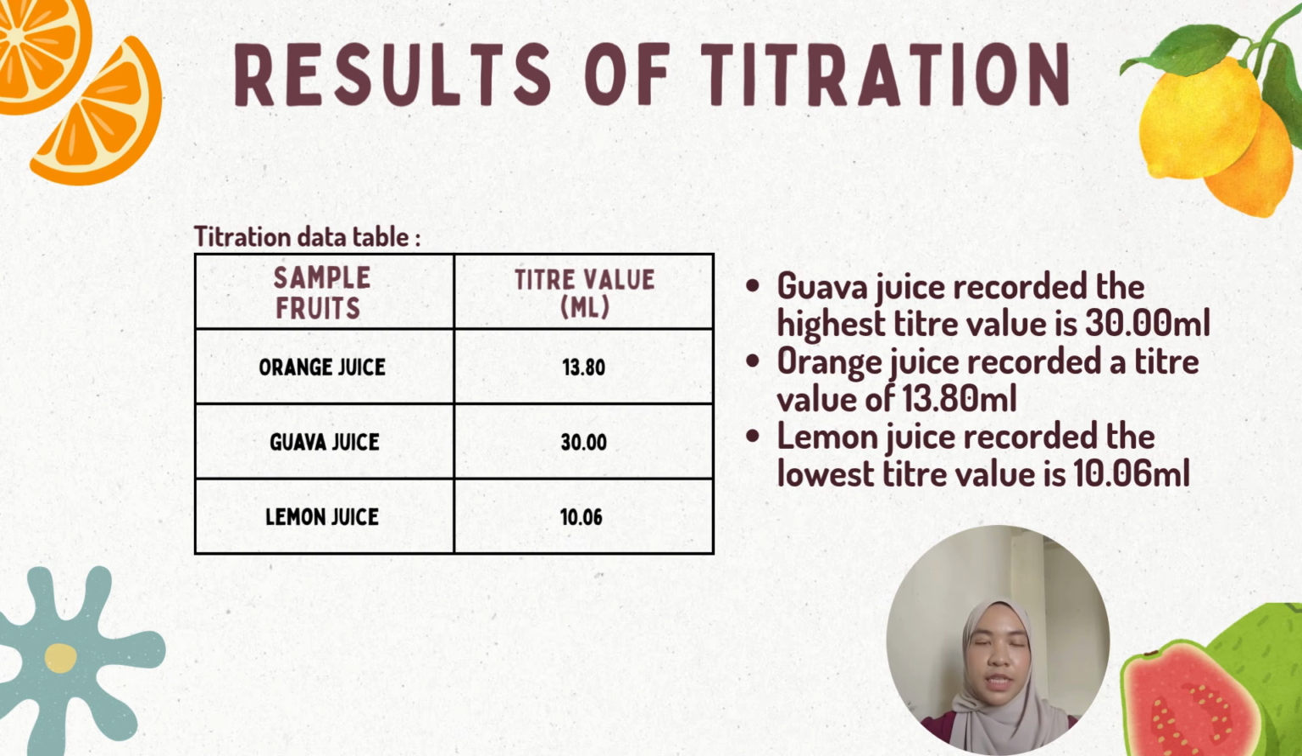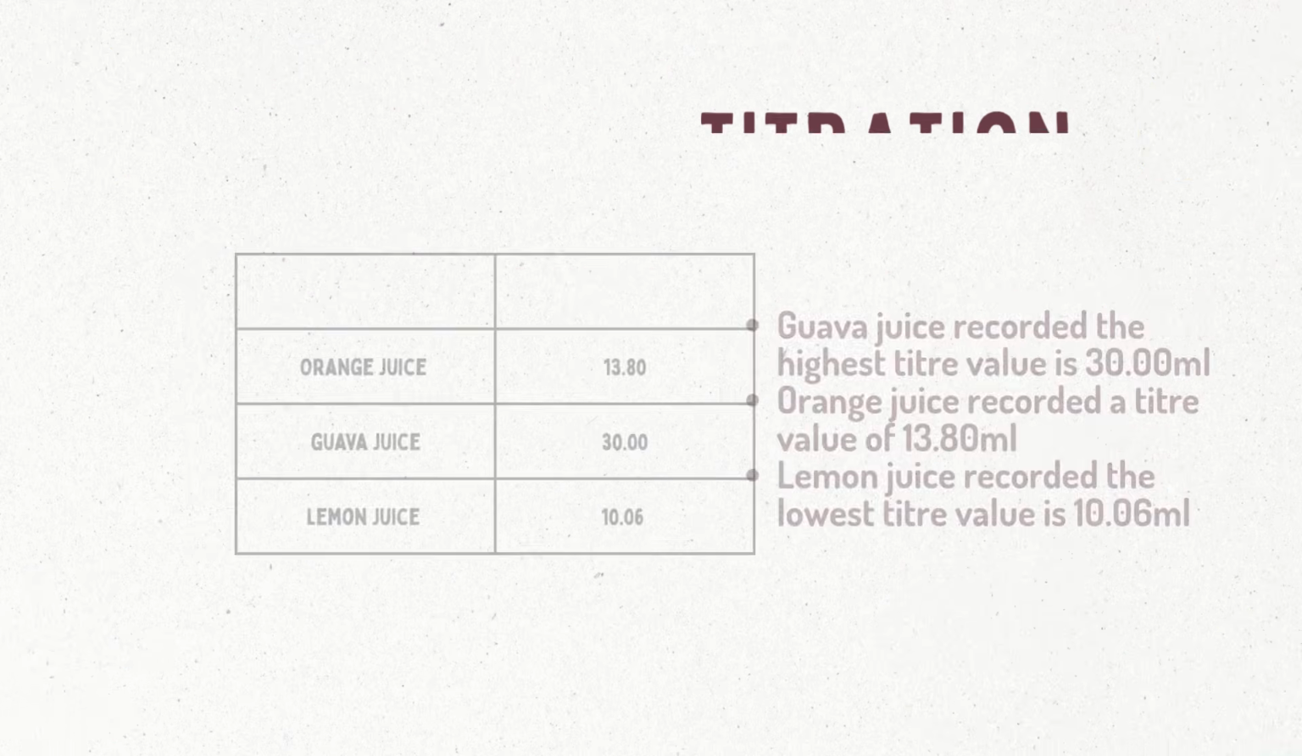The titrate value represents the volume of iodine solution required to react completely with the vitamin C present in the sample. A higher titrate value indicates a higher amount of vitamin C because more iodine is needed to reach the endpoint of the reaction. Therefore, based on the titrate value obtained, the guava juice is expected to contain the highest amount of vitamin C among the fruit samples.